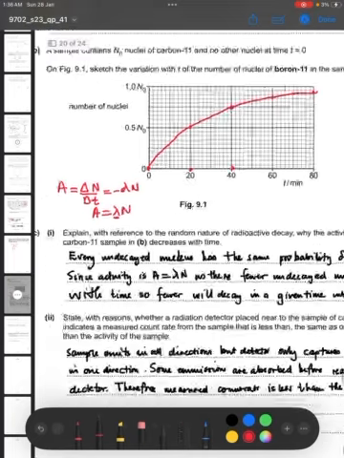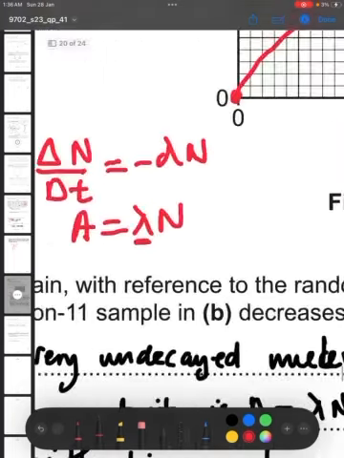Now, the probability of decay of a nucleus per unit time is lambda. So it means that lambda does not change. The probability of a nucleus decaying doesn't change. It is not affected by how many nuclei are left. The probability of decay of a nucleus per unit time in a given time is not going to change. It's not affected by N. It's a random process, by the way. So the probability of decay is not going to change per unit time.